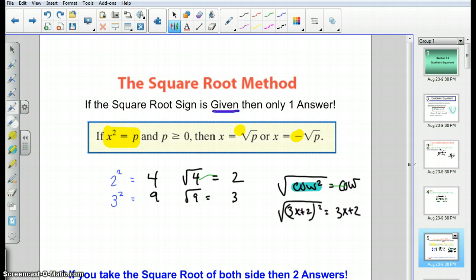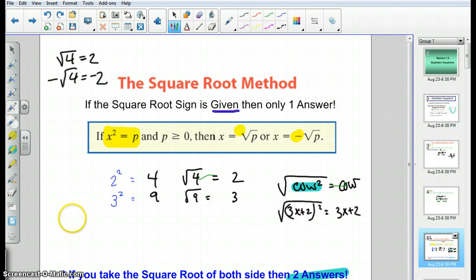There's one more thing here that you need to know, and it's down here. If you take the square root, then there are 2 answers. But if the square root's already given, then there's only one solution. I think I can bring that to life for you, because if I were to ask for the square root of 4, most of you would say 2, and the opposite of the square root of 4 is negative 2.